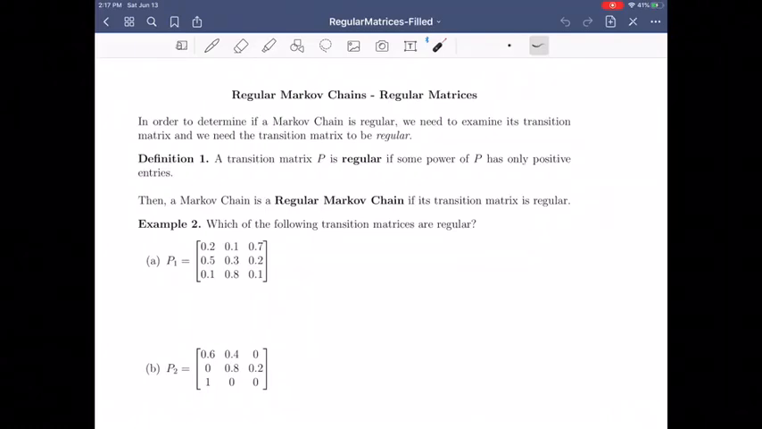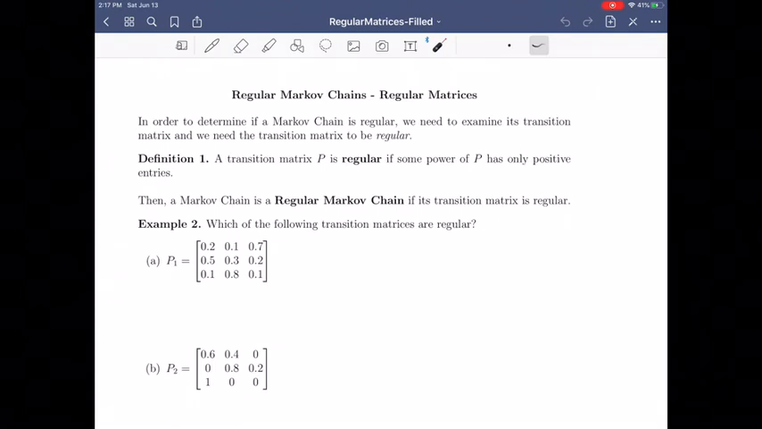In this video, we're going to learn how to tell when a Markov chain is a regular Markov chain by looking at when the transition matrix is a regular matrix. Okay, so first we need to know what it means for the transition matrix to be regular. A transition matrix is regular if some power of P has only positive entries. Some power, it doesn't have to be P itself, but some power of P.